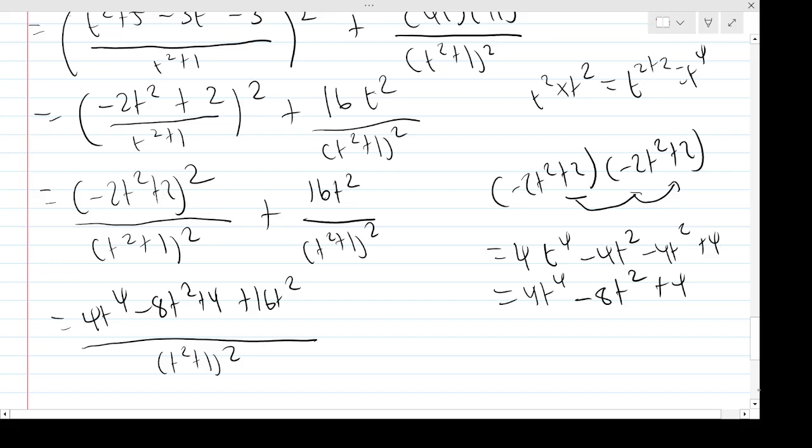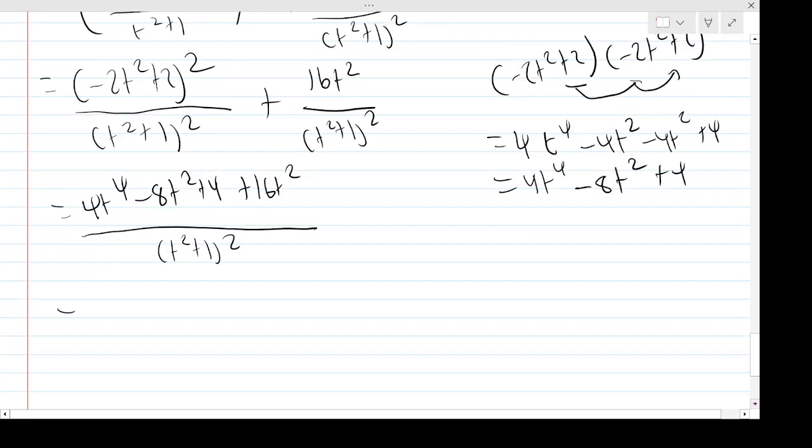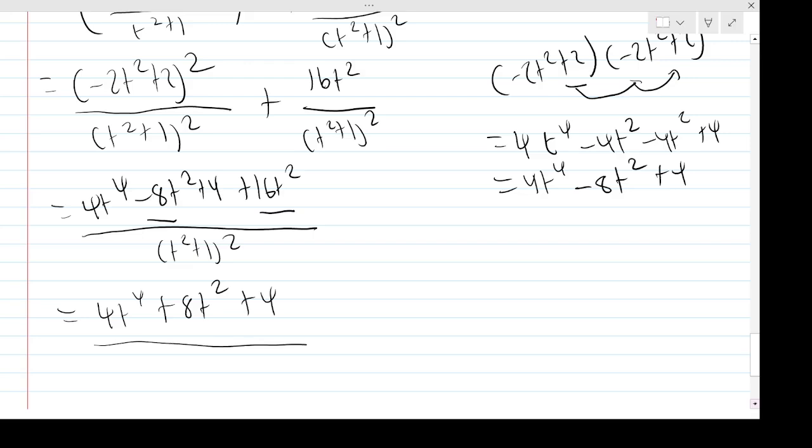Then if I work down here again, I can bring together like terms. I have 4t to the 4, so again only one power 4, but I have a minus 8t squared here and a 16t squared. Minus 8 plus 16 is just plus 8t squared. And then I have a plus 4, all over t squared add 1 all squared.